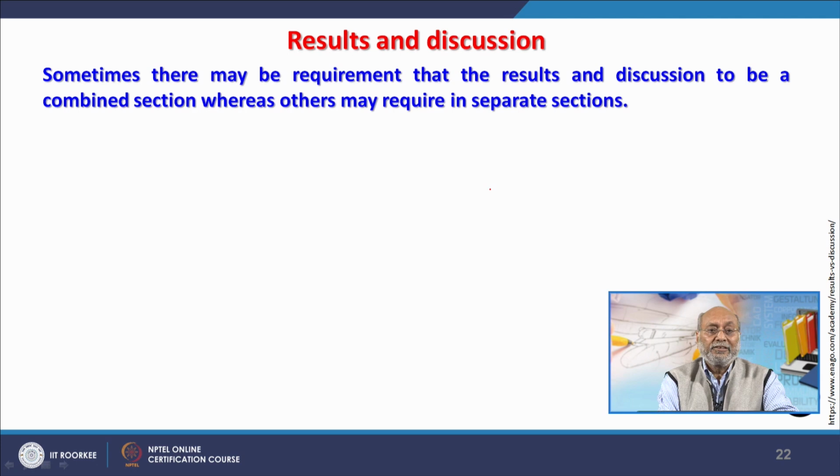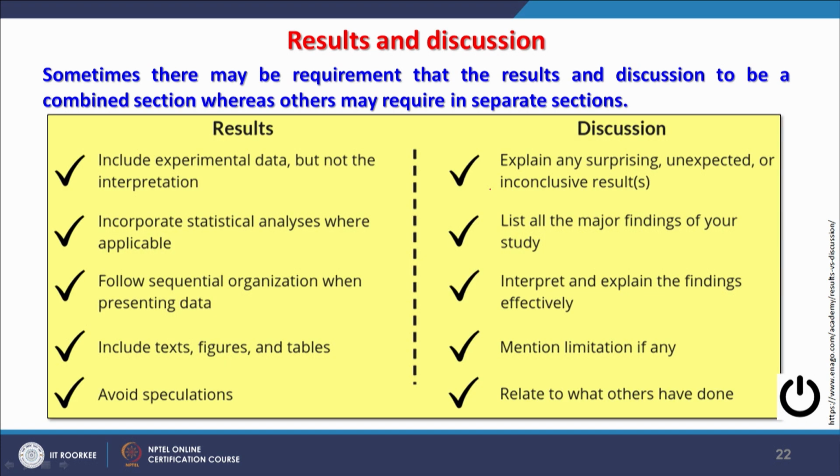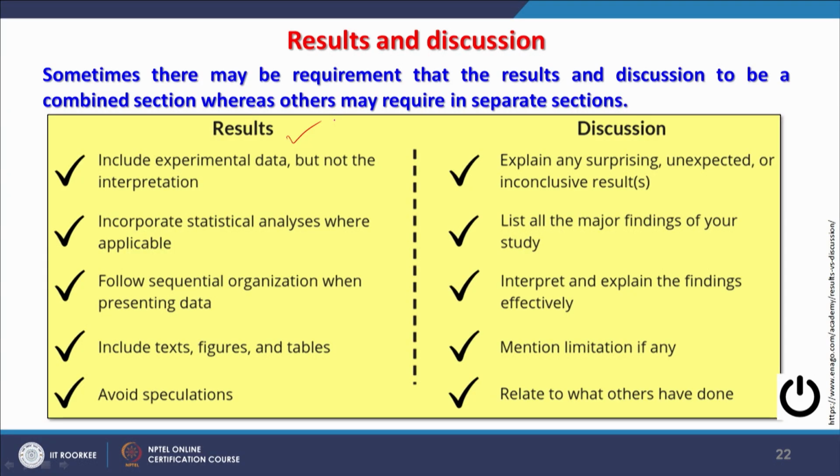So, now we are coming to the end of this results and discussion section. In a nutshell, or in summary, there may be a requirement for results and discussion to be a combined section. So, what are the advantages and disadvantages here? In summary, what I am trying to show is that when we have a separate section, results should include the experimental data, but not the interpretation, and incorporate statistical analysis where applicable. Follow sequential organization when presenting data, include text, figures and tables, and avoid speculations in the results section.